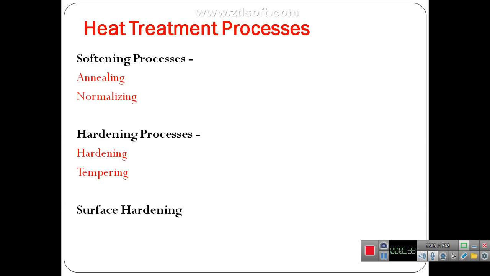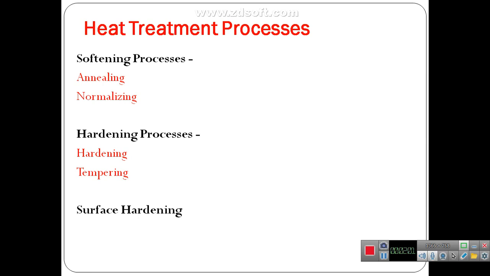The heat treatment processes are of three types: the softening processes, hardening processes, and surface hardening processes. In softening processes, annealing, normalizing. In hardening processes, hardening, tempering. In surface hardening processes, there are cyaniding, nitriding, case hardening, and the like.